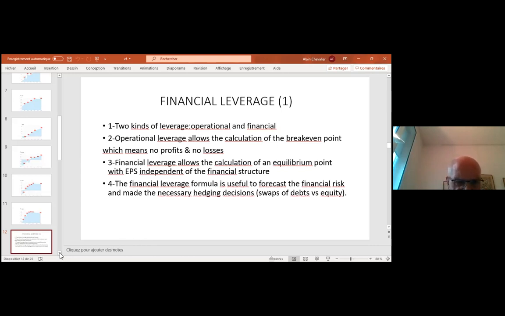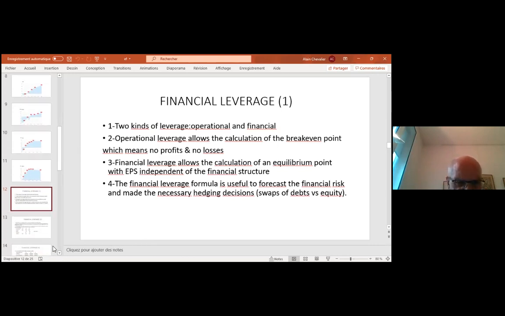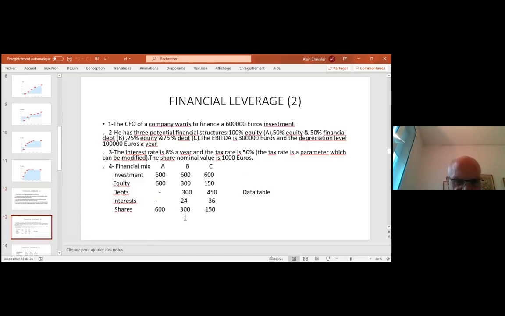Next, in order to try to be more clear on the financial leverage, not on leverage as a whole, but financial leverage, which is the central topic for this course, I want to use a small example. That is what we will do here.